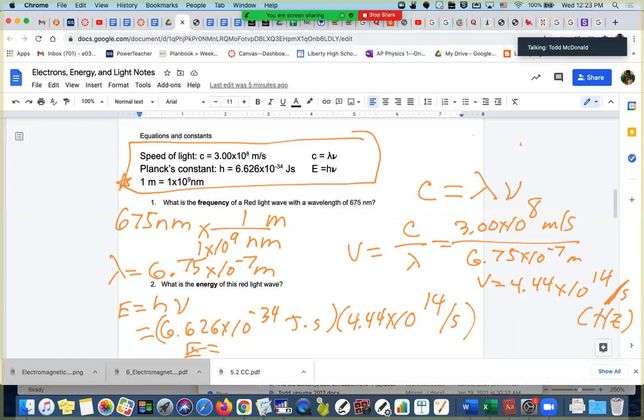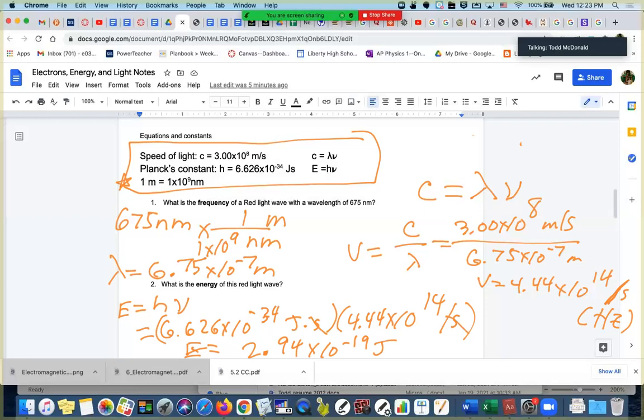So if you still have your frequency, now multiply by 6.626 times 10 to the negative 34th. And voila, you get 2.94 times 10 to the negative 19th joules. If you go back and look at units here, since I have per seconds and I have seconds, the seconds on top cancel with the seconds on bottom, and you end up with joules.